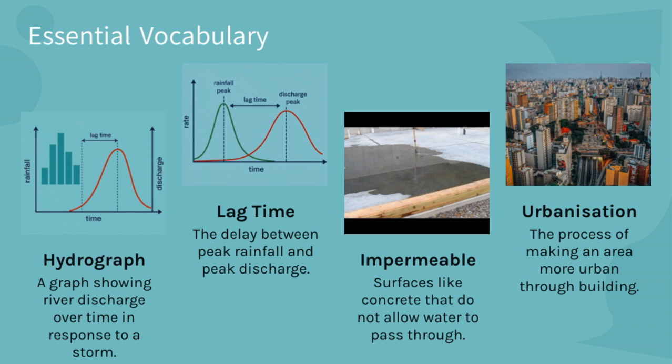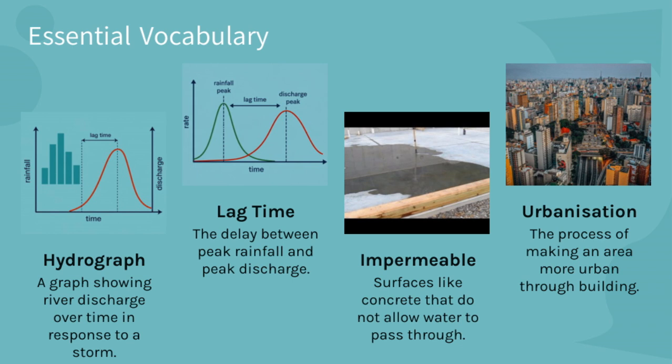The second key phrase is lag time. Lag time is the delay between peak rainfall and peak discharge. In other words, it is the time between the heaviest rainfall and the moment when the river reaches its highest flow. This is really important for flooding. A short lag time means water reaches the river quickly, which can increase flood risk. A longer lag time means water reaches the river more slowly, giving the river more time to cope.